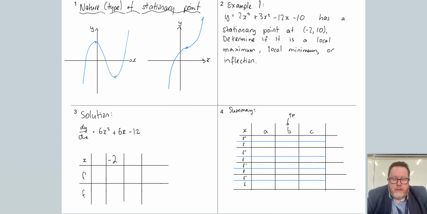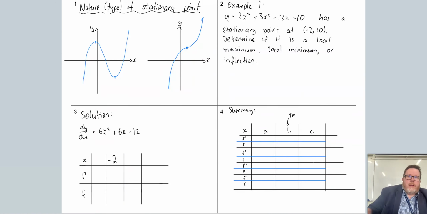Or we've seen that the function, although it doesn't change direction, in this case, this one's going up all the time, it does slow down to a stop. The gradient gets smaller and smaller. And then after it stops, it starts going up again. It starts getting bigger and bigger again. So that's called an inflection. So we've got turning points or inflections.